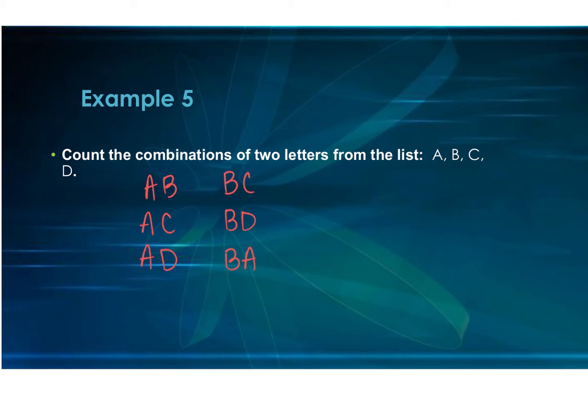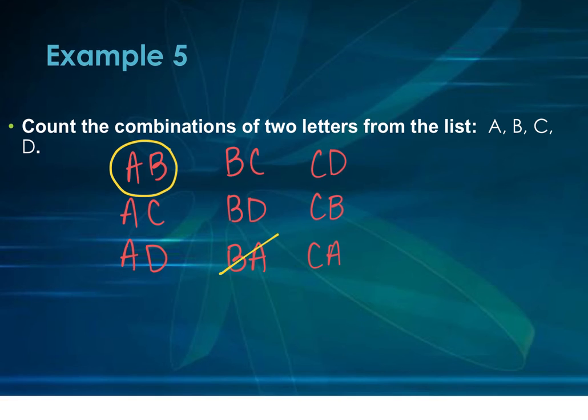It can be, but would that be considered a different combination? No. Why not? Weren't A and B already paired together up here? So we're not going to include this one. And then we're going to do C and D, C and B, and C and A. But which of those have already been used? CA and CB. So how many total combinations are there? 1, 2, 3, 4, 5, 6.